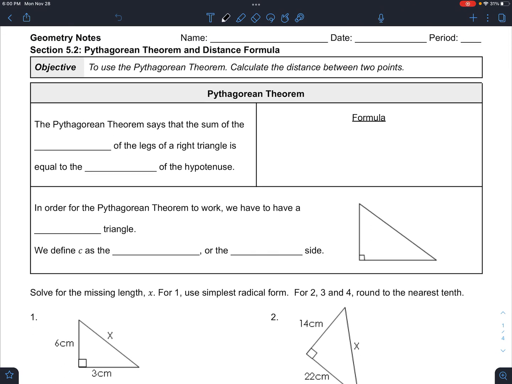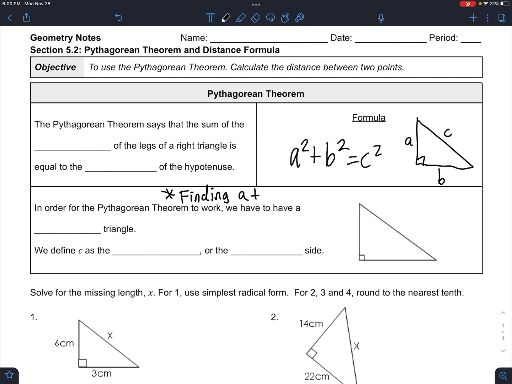So what is the Pythagorean theorem? I'm sure you've heard the formula before. A squared plus b squared equals c squared. And we use that for right triangles. So this is A, B, and C. You can find a missing length. That's what this is doing. It's finding a third side length. Probably should write that in.